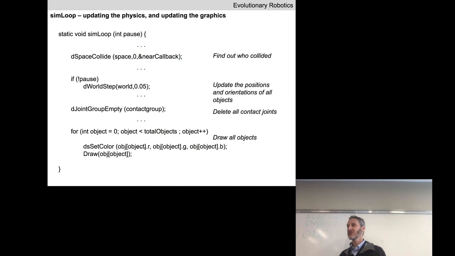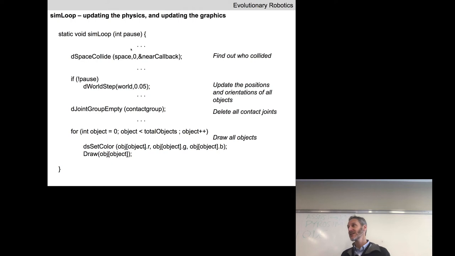Okay, so now at this point in SimLoop, ODE has computed all the new positions and orientations of the objects. It empties the contact group or groups if you have them. So we throw away the contact joints. Hinge joints and all the other joints that we're going to look at are permanent. They exist for every pass through the SimLoop until the simulation ends. But contact joints are temporary. They only exist from here to here in the loop, and then they're thrown away. They may be recreated at the next time step, but they're temporary.